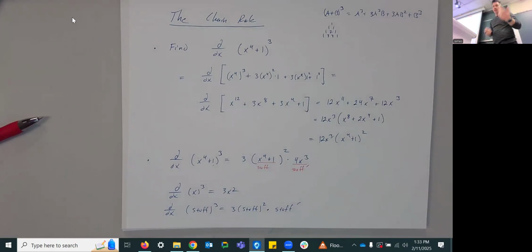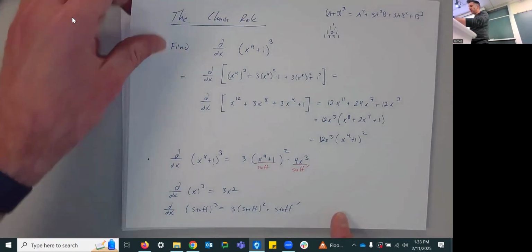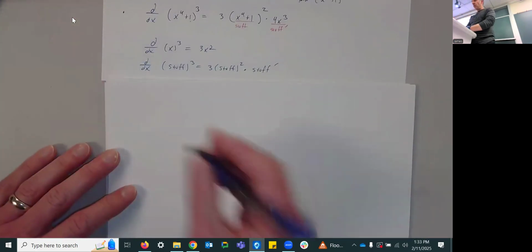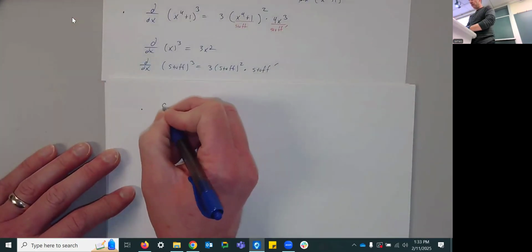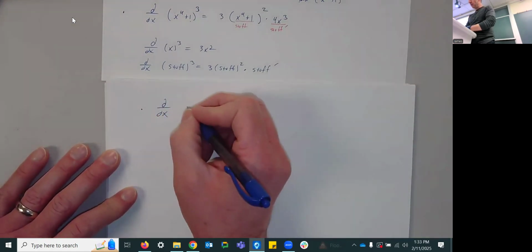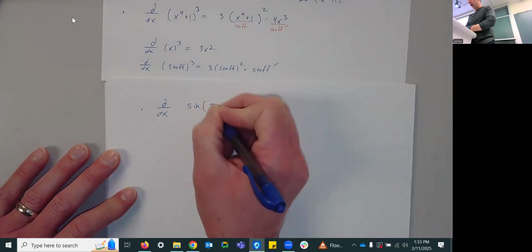But let's do more examples because, well, it's good to do more examples. And also we'll kind of derive this rule as well. Kind of fun to derive. Well, let's just look at one more example. So let's say I wanted to find the derivative of, sure, we'll come back to this one as well. So I want to find the derivative of sine of 2x.